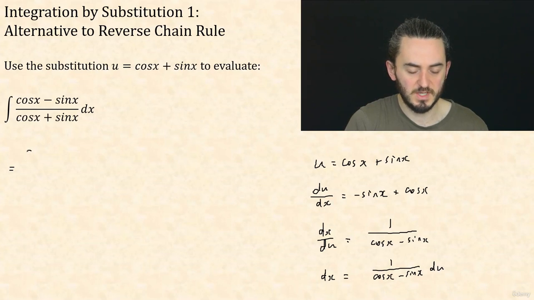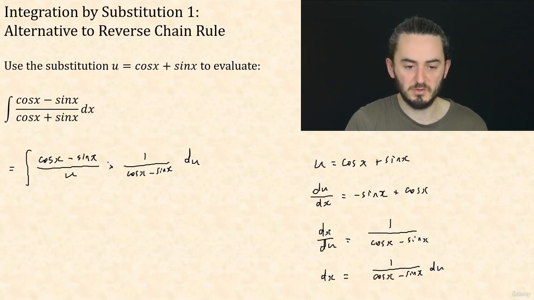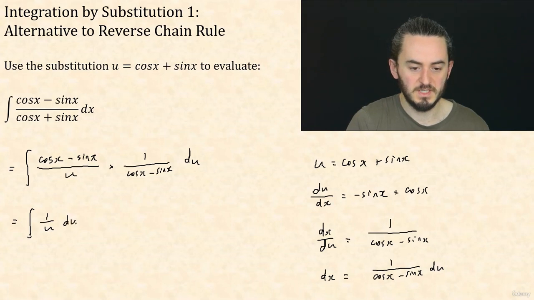So what stuff can I just sub in immediately? Well, cos x plus sine x is the denominator. So I've got cos x minus sine x, I can't eliminate that just yet, divided by u. And then instead of dx, we have 1 over cos x minus sine x du. And now look, these cancel. Cos x minus sine x on the numerator and the denominator cancel. And I've just got the integral of 1 over u du.